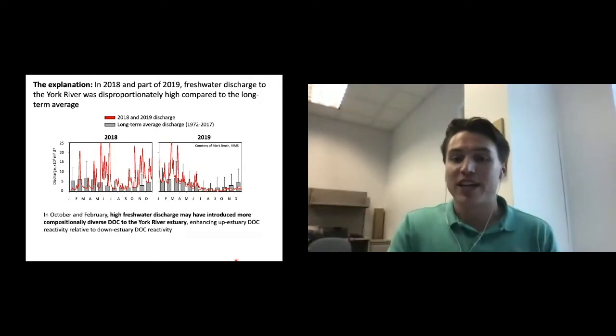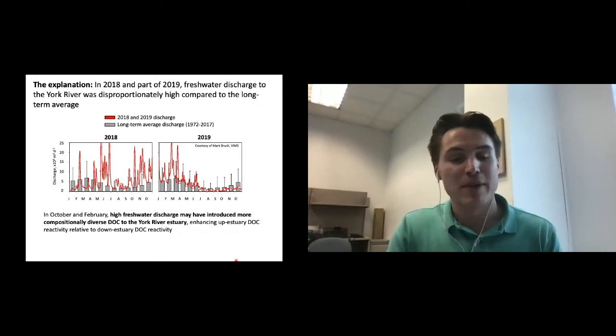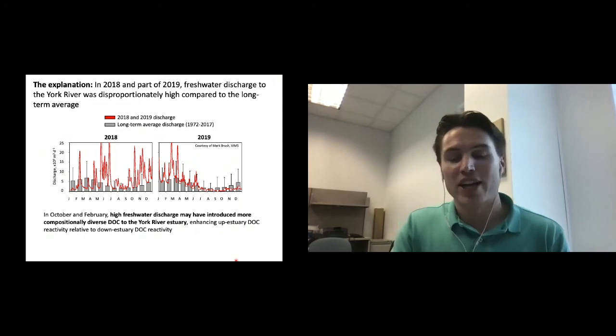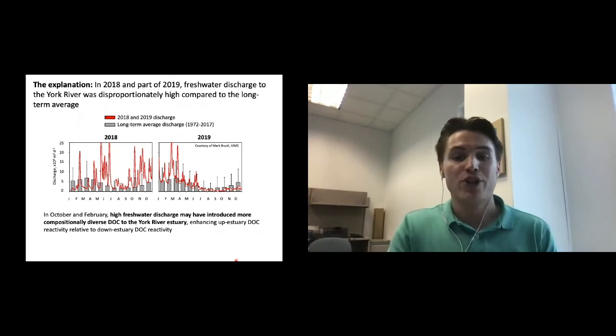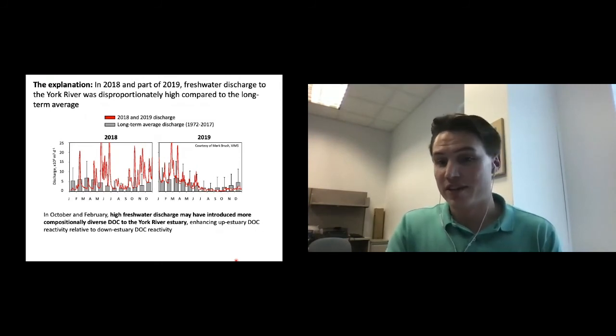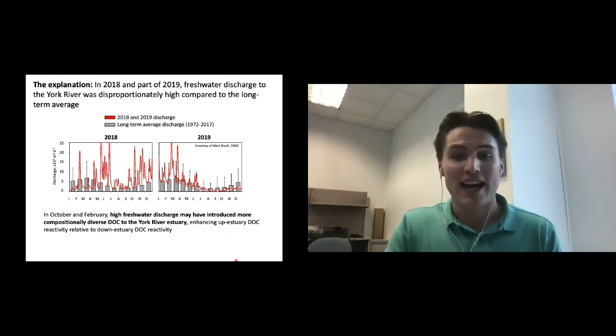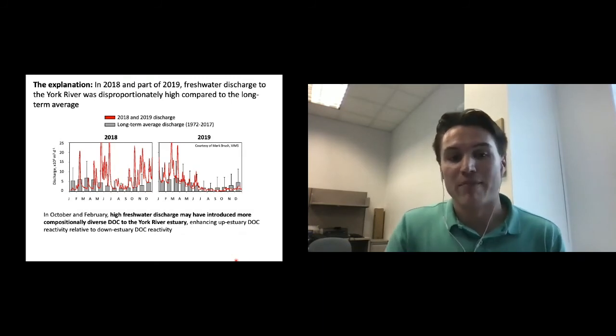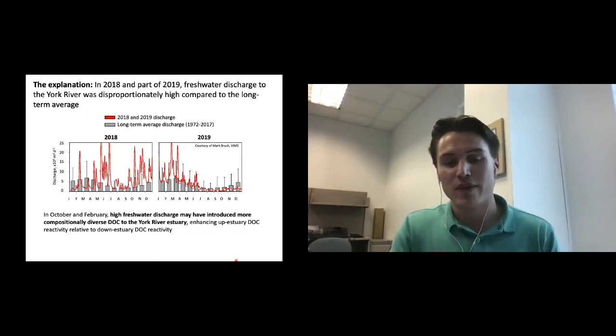So one possible explanation of our data is that in October and February, during these high discharge periods, the watershed could have been introducing more compositionally diverse DOC to the York River, which could have enhanced up estuary reactivity relative to downstream DOC reactivity. And again, in general, I'll mention that we did detect all 4 of those organic matter components up estuary, whereas we only detected 2 of those components down estuary.